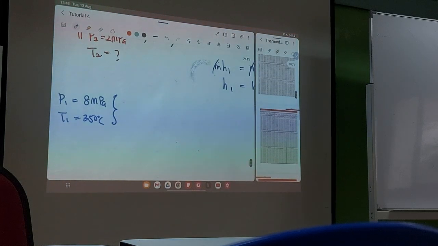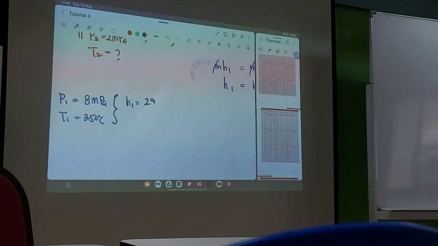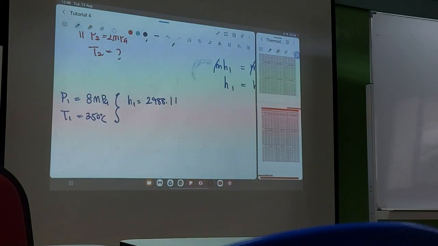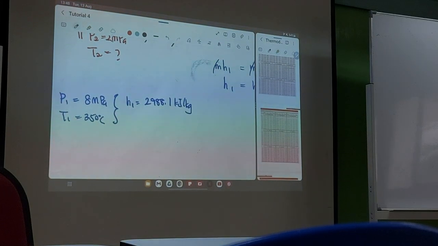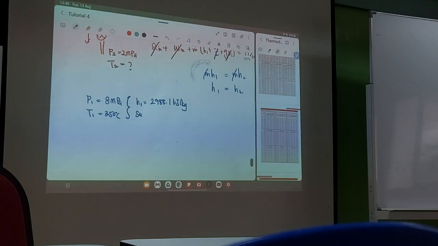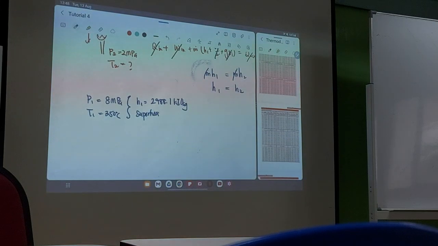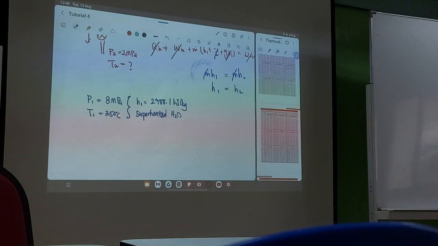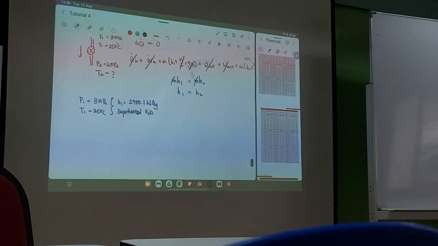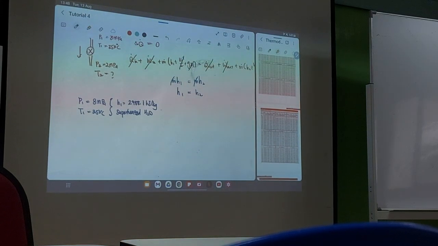So here H1 is 2988.1. Okay, this is superheated water, H2O. Okay, so now we bring back to this.